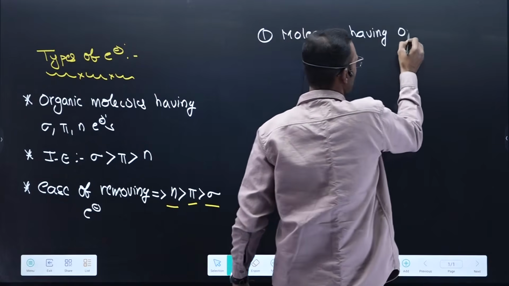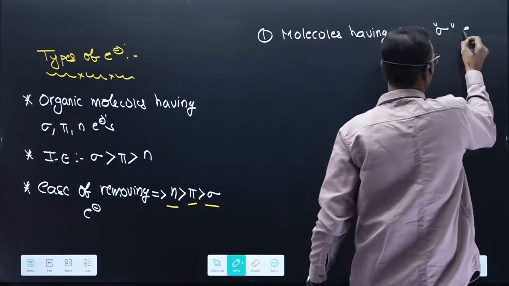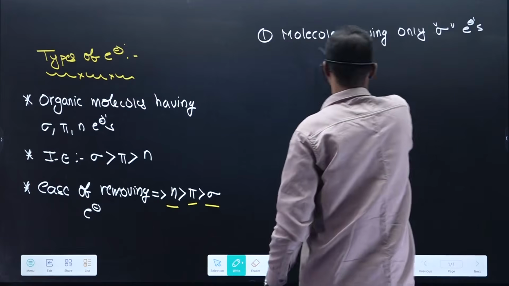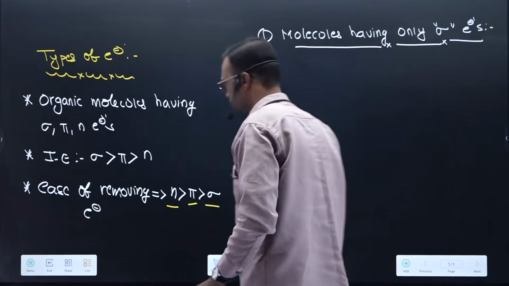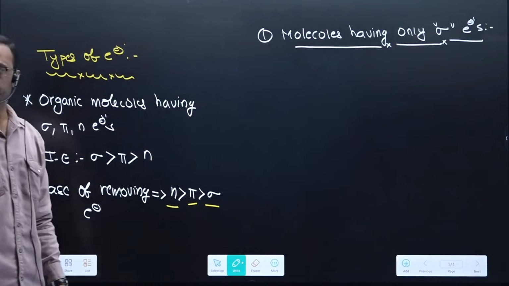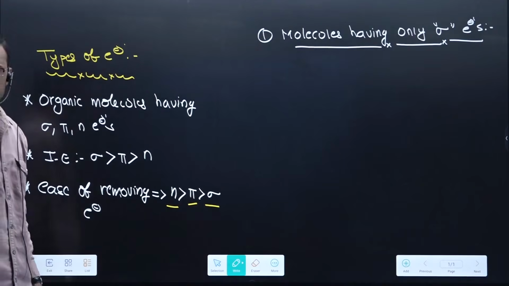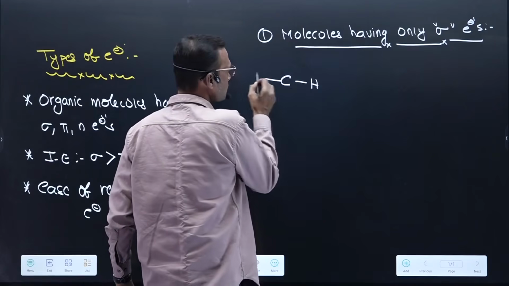Molecules having only sigma electrons. So now I am taking a first example, where the molecule has only sigma electrons. See, this is methane. I am writing it like this, CH4.